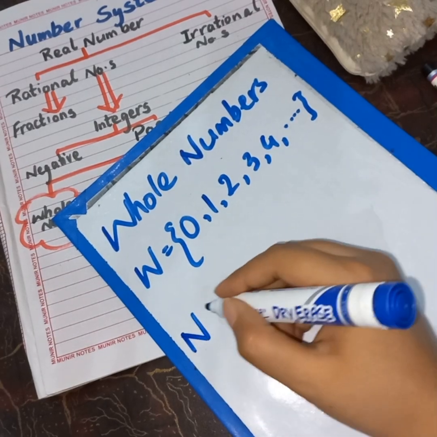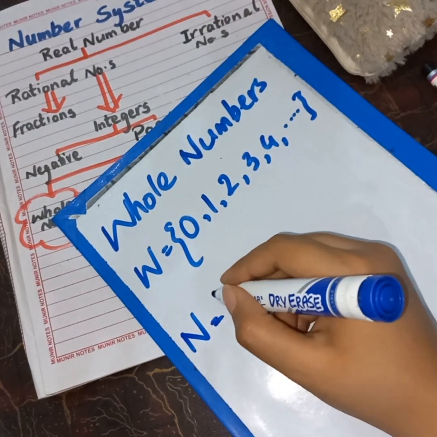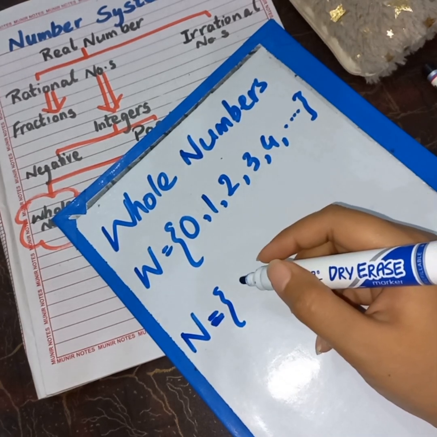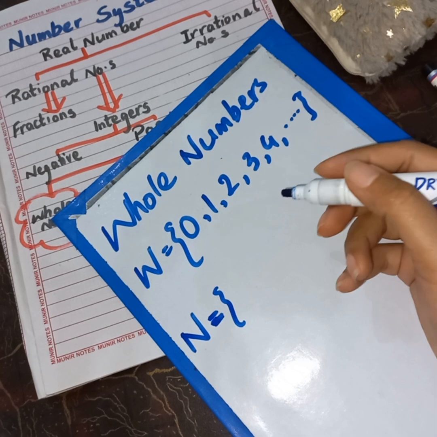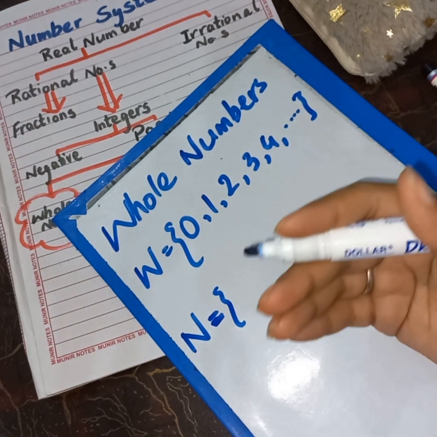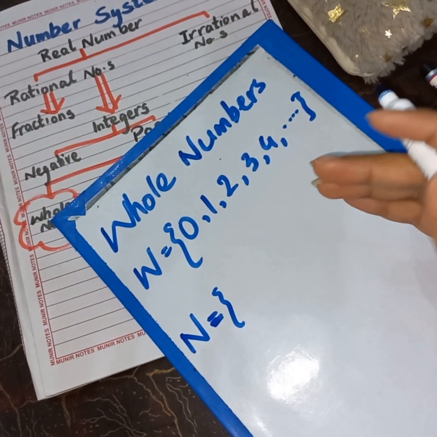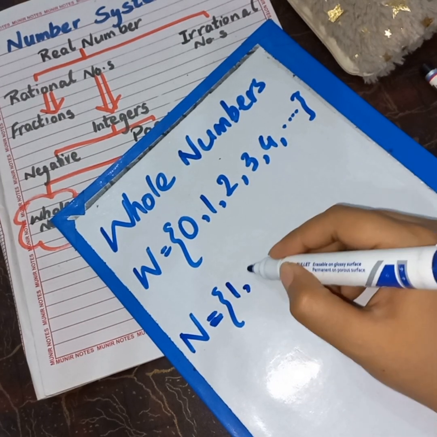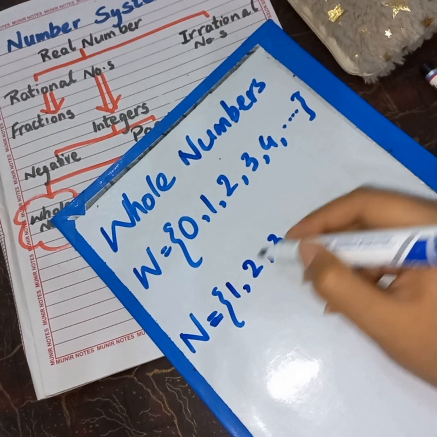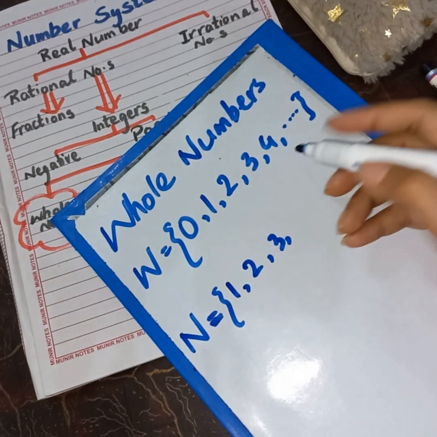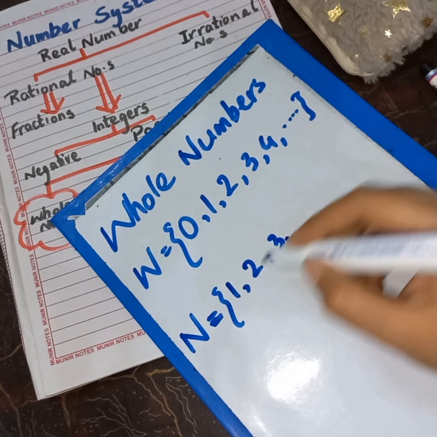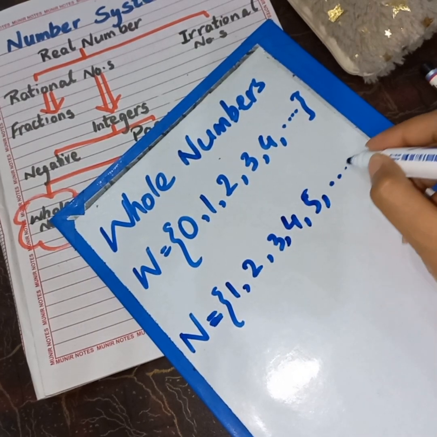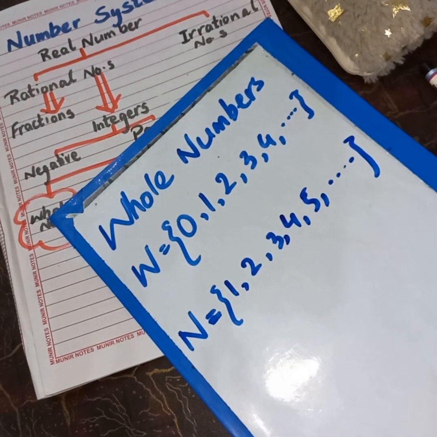Then we have natural numbers. The natural number set is represented by N, and I used to say that the natural number set is a set of the numbers which you can count. You can memorize it like that. The numbers which you can count are included in natural numbers. For example, starting from 1, 2, 3, 4. From 1 you can start counting. So all these numbers are included in the set of natural numbers: 4, 5, and so on and so forth.